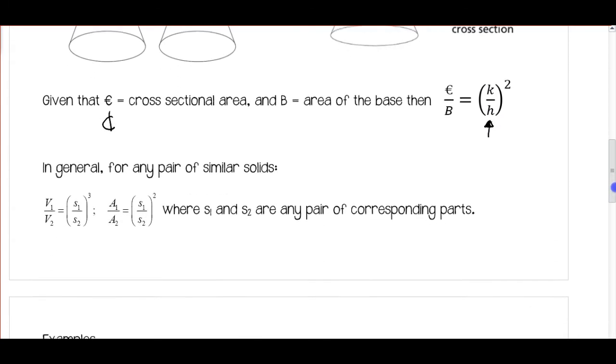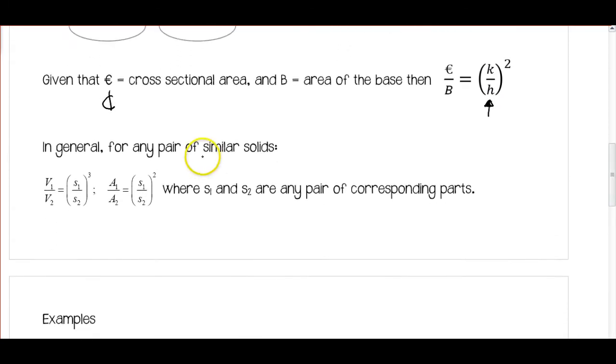So in general, for any pair of similar solids, and keep in mind this is really important, it's only for similar solids, the ratio of the volumes is going to be the same as the ratio of any pair of sides cubed, and the ratio of the areas, which would be the surface areas, is going to be the ratio of any pair of corresponding parts squared. We've had this before with similar figures. So S1 and S2 are any pair of corresponding parts. Keep that in mind, and we'll use that in an example as well.